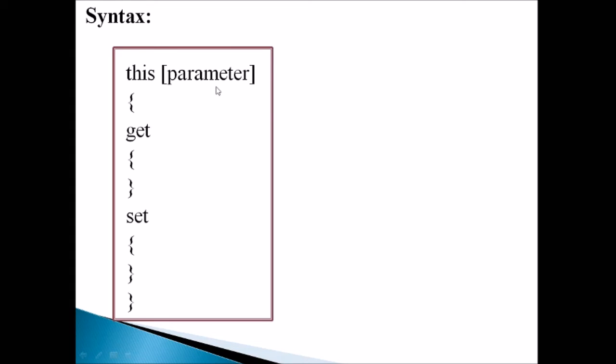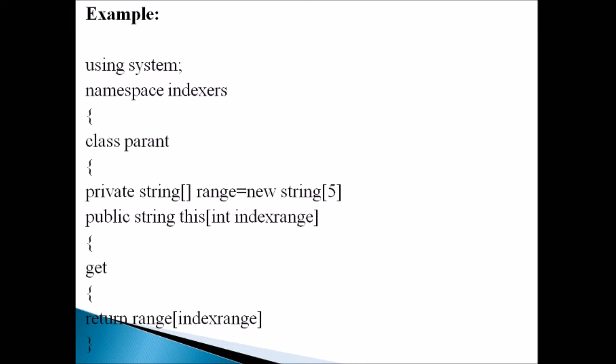Here the indexer is defined with the this keyword, and within that we can use get and set, which get or set each part. Actually, indexers break the instance data into smaller parts and index each part, and it gets or sets each part. Let us see an example program for the indexer.